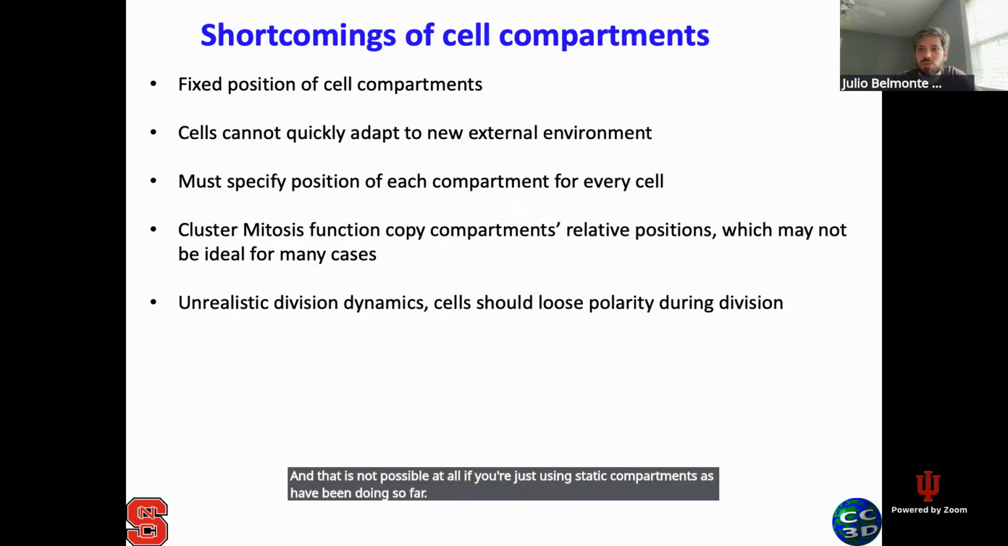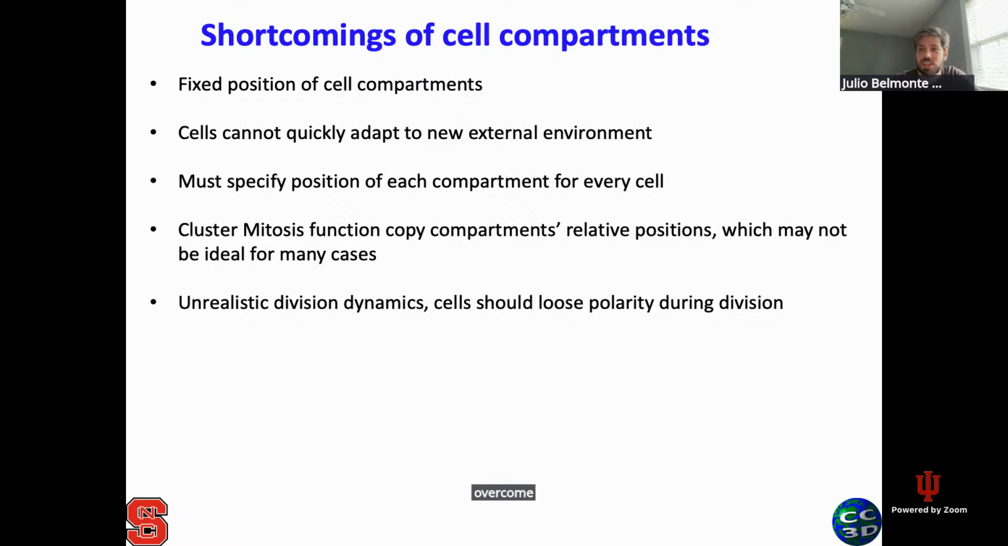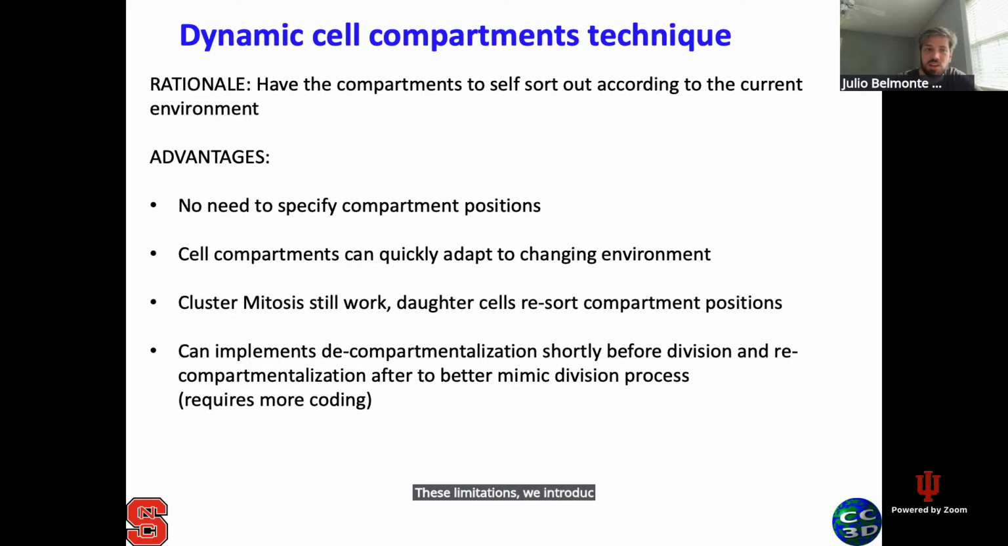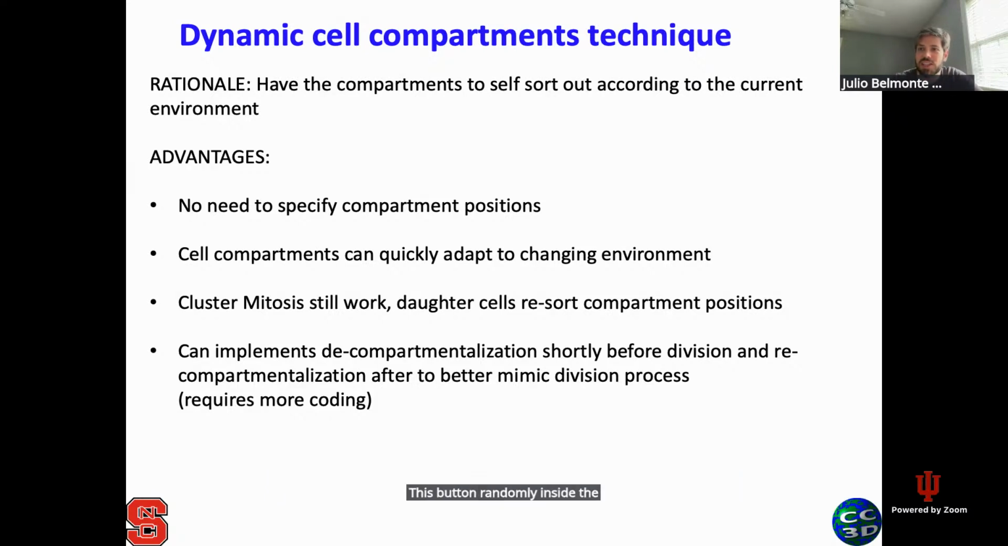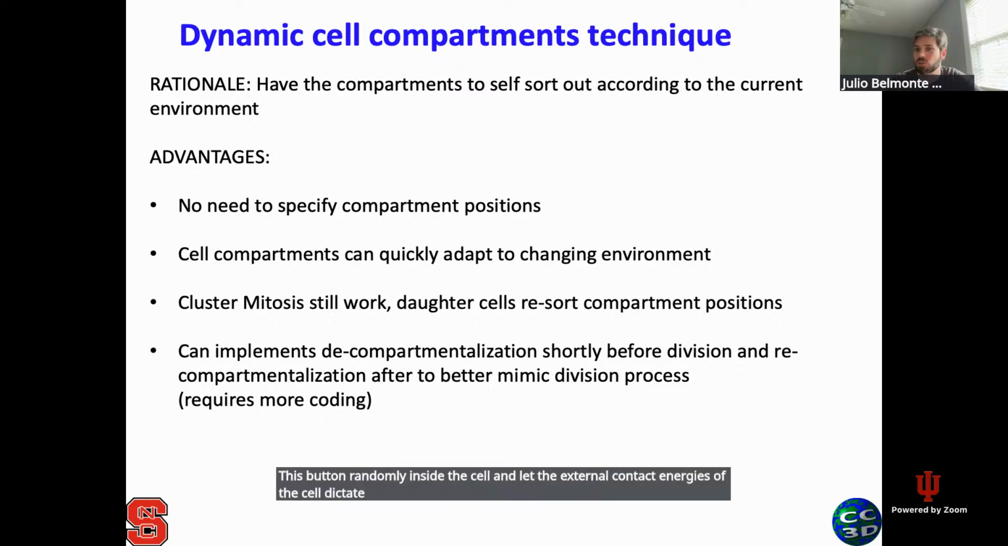Okay, so to overcome these limitations, we introduced the idea of the dynamic cell compartments technique. Okay, so the idea here is that we do not pre-specify where the compartments are. We just put them randomly inside the cell and let the external contact energy of the cell dictate where those compartments should sort out to be.